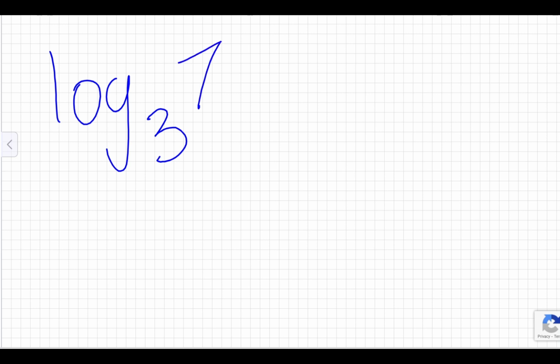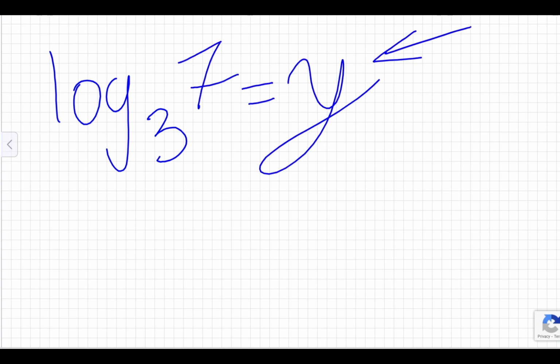I'm going to try a different example. Now we want to find the exponent, which is basically what logarithms are mostly used for. So we can write log base 3 of 7 equals y. y is our exponent. In logarithm form, remember, the solution to a log equation is the exponent.